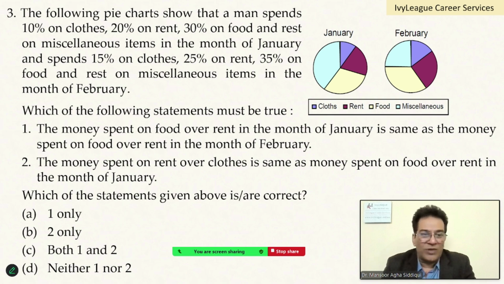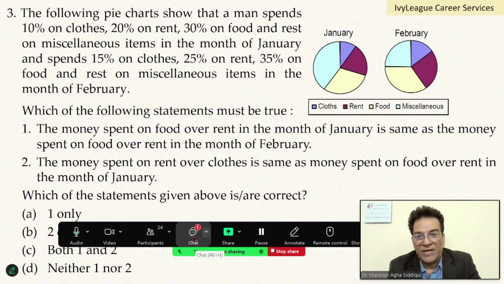I want you to spend 2-3 minutes upon this if you've not seen this question before, and share the answer in chat.